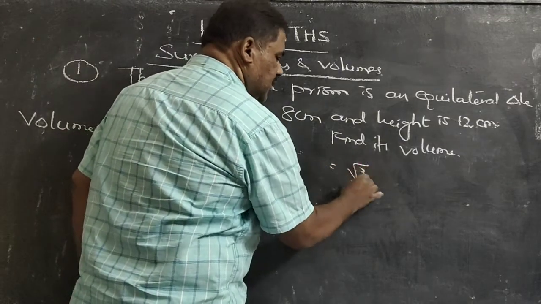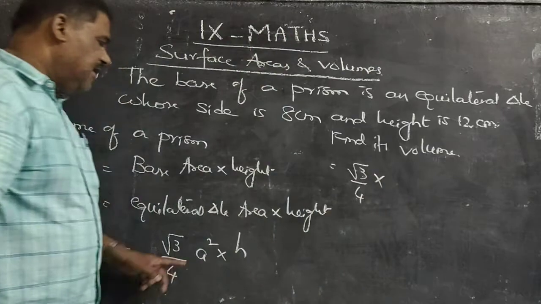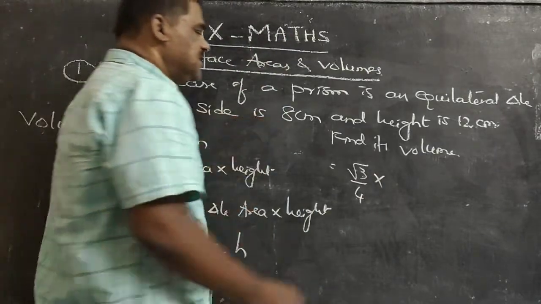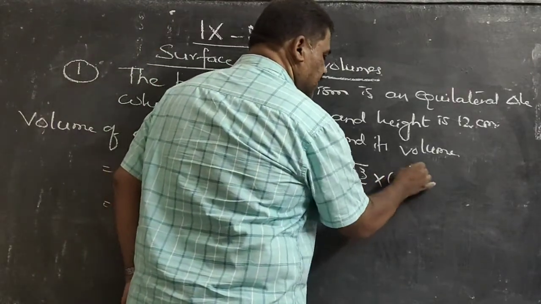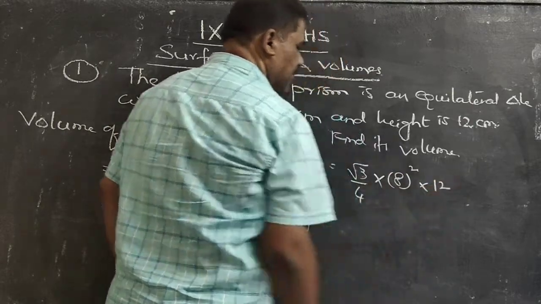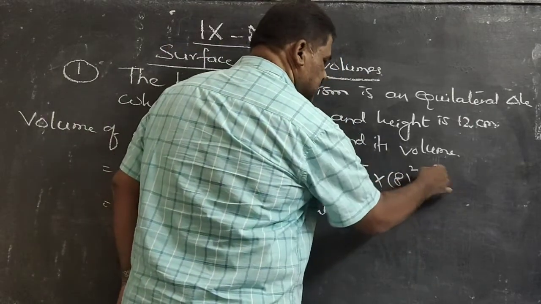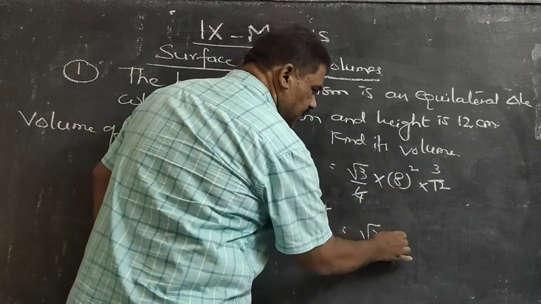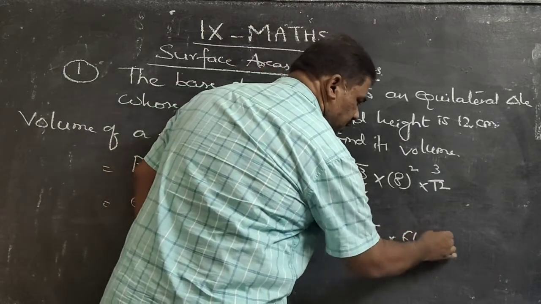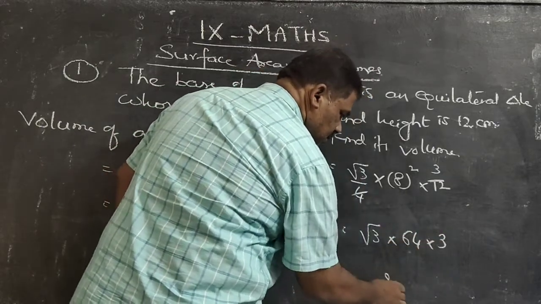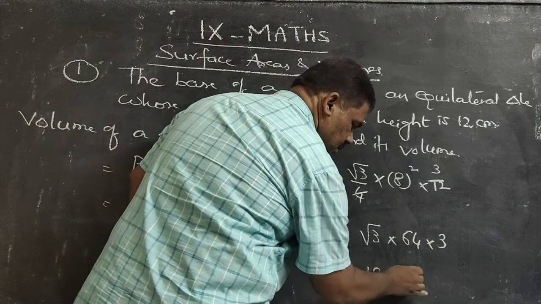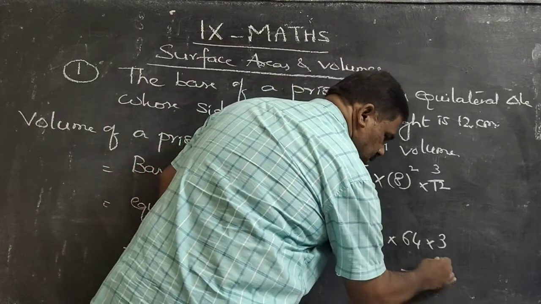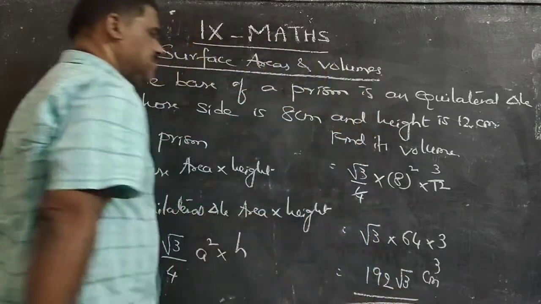So it is root 3 by 4. Side of the equilateral triangle is given as 8. So 8 square, height is 12. 4 3s are 12. Root 3 into 8 square is 64 into 3. This is volume of the prism.